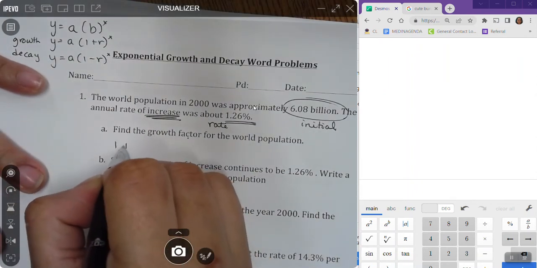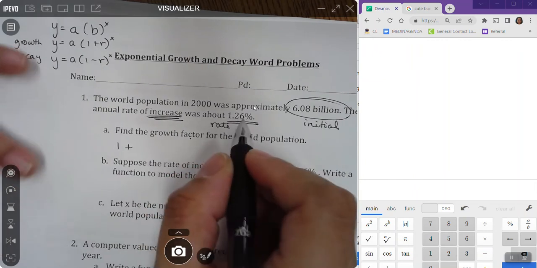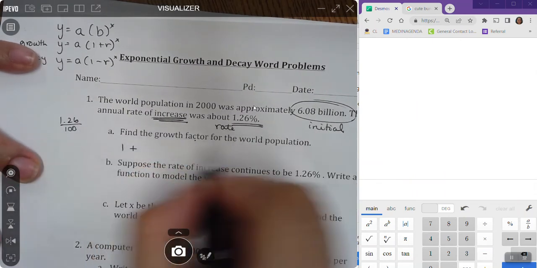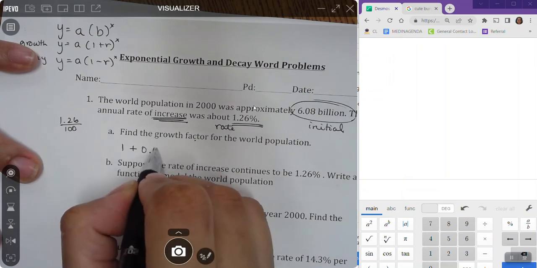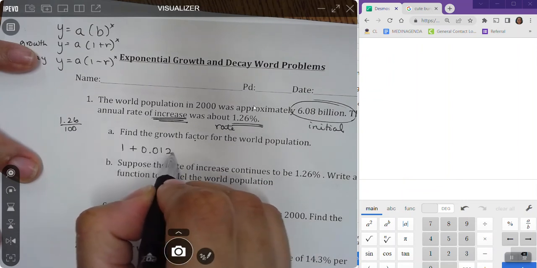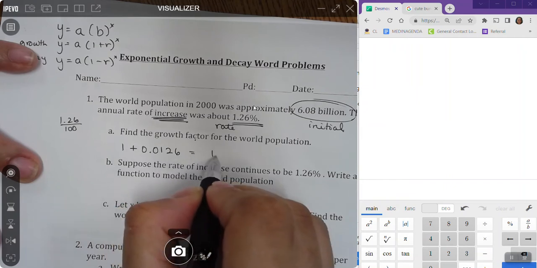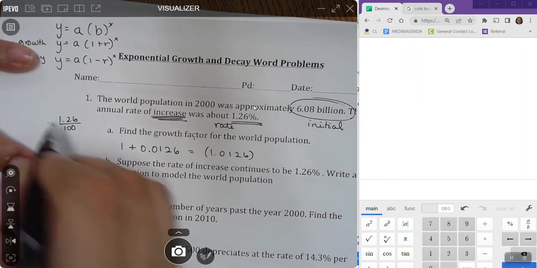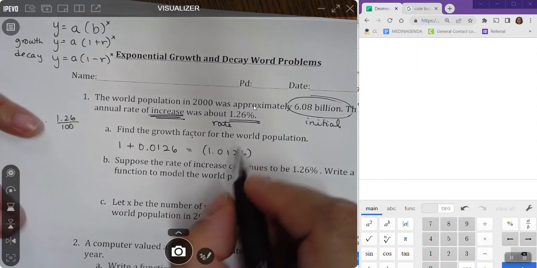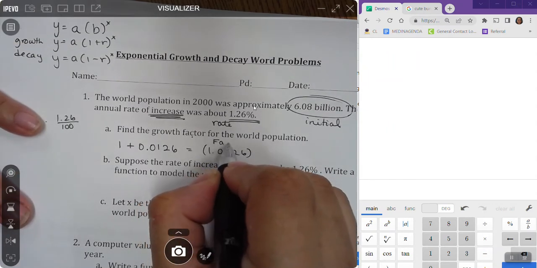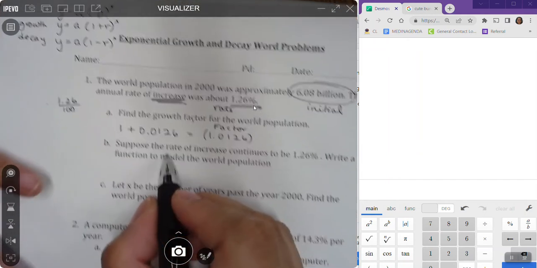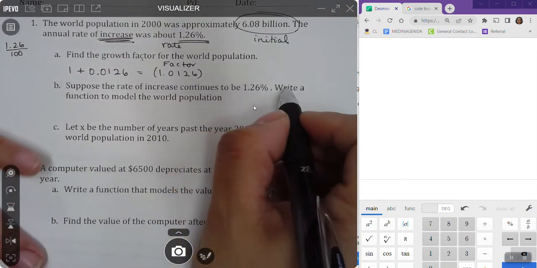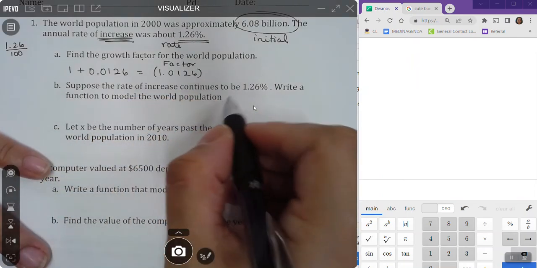So it's going to be 1 plus 1.26, right, divided by 100. So that gives us 0.0126. So 1.0126 is the growth rate. Yeah, growth rate. It's the factor. Suppose the rate of increase continues to be 1.26%. That means nothing changes. Write a function to model the world population.